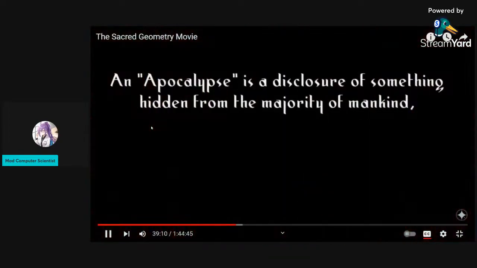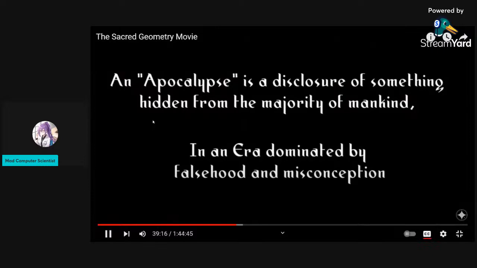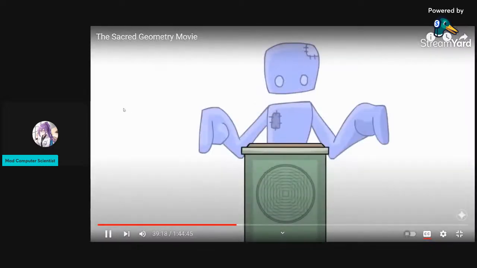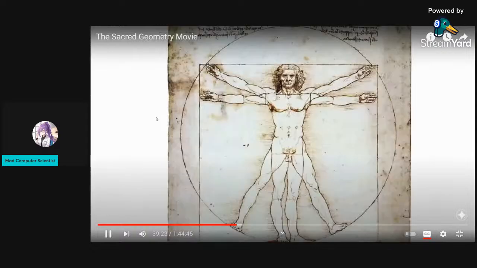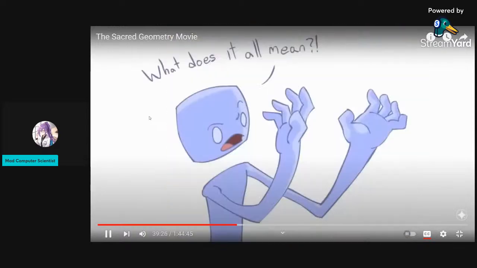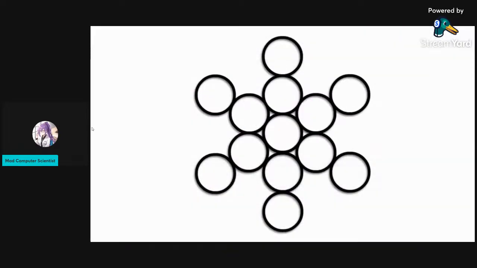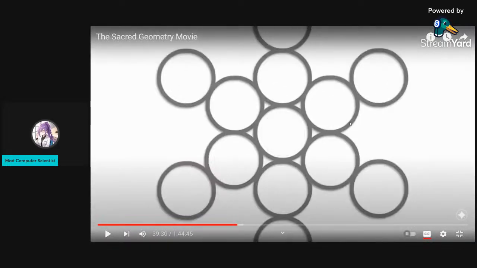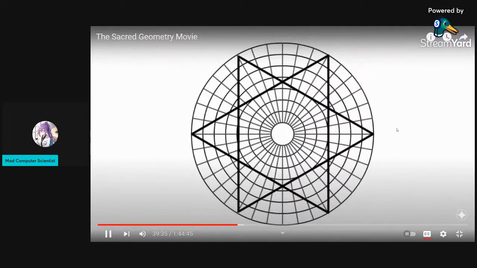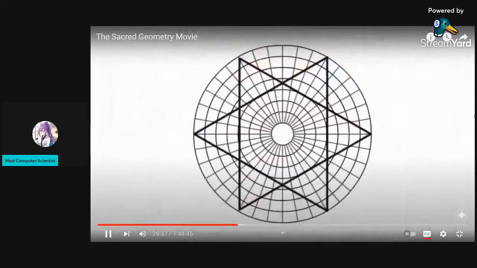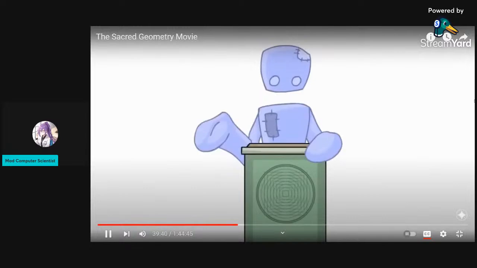An apocalypse is a disclosure of something hidden from the majority of mankind in an era dominated by falsehood and misconception. Today, we're going to be looking at another way that humans grow through phi. Instead of looking at phi inside the body, we're going to be looking at phi outside the body, and what it means for us in this pivotal point in human history. Do you remember the fruit of life? The first system created the platonic solids, which created structure throughout the universe. Why exactly is this point of human history pivotal? The second system was the basis of how vibration, sound, harmonics, music, and matter are all interrelated in all of creation. Today, we will look at the third system.